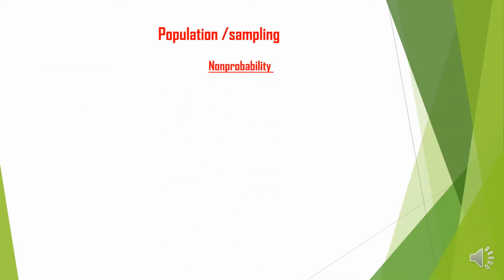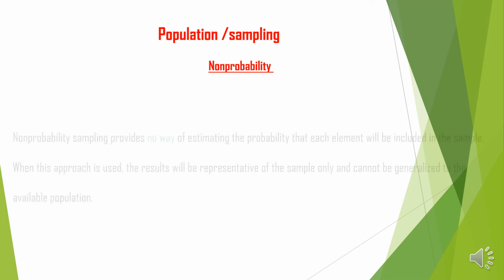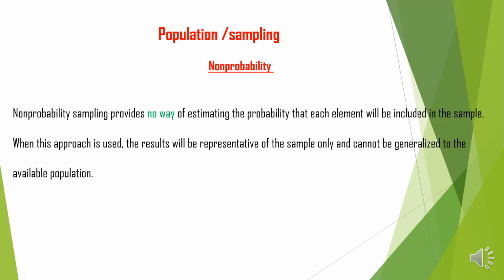Now the other type is non-probability. Non-probability means every single element inside the population has no equal chance to be selected. So we have here intention. We are studying it for simple or for specific reasons. Non-probability sampling provides no way of estimating the probability that each element will be included in the sample.